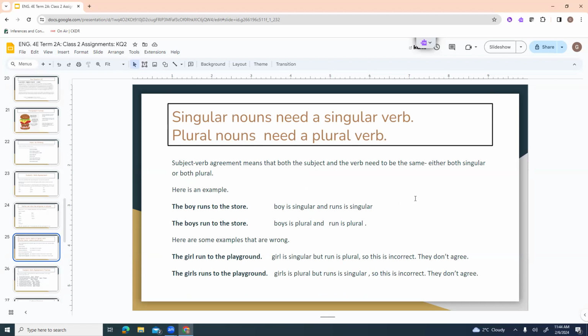So here's an example. The boy runs to the store. Boy is singular and runs is singular. The boys run to the store. Boys is plural, run is plural.